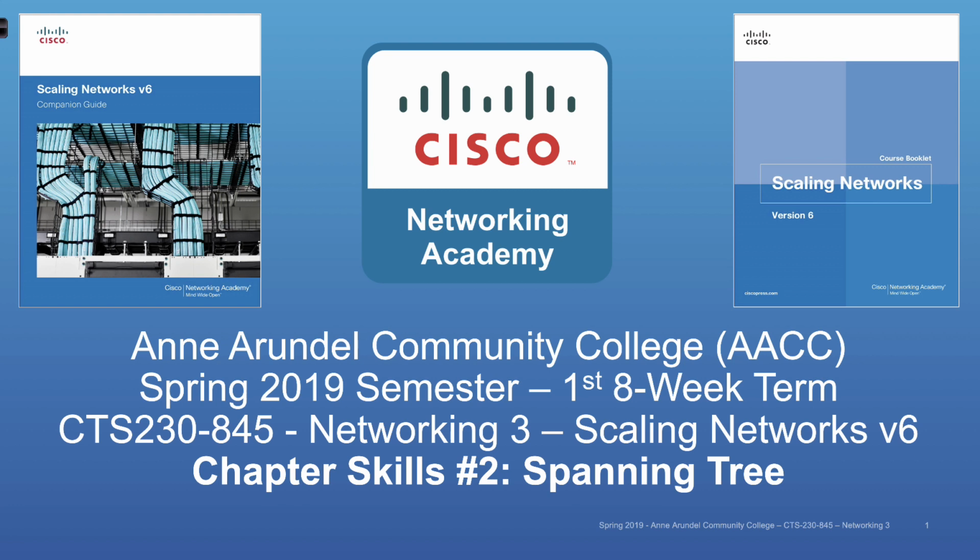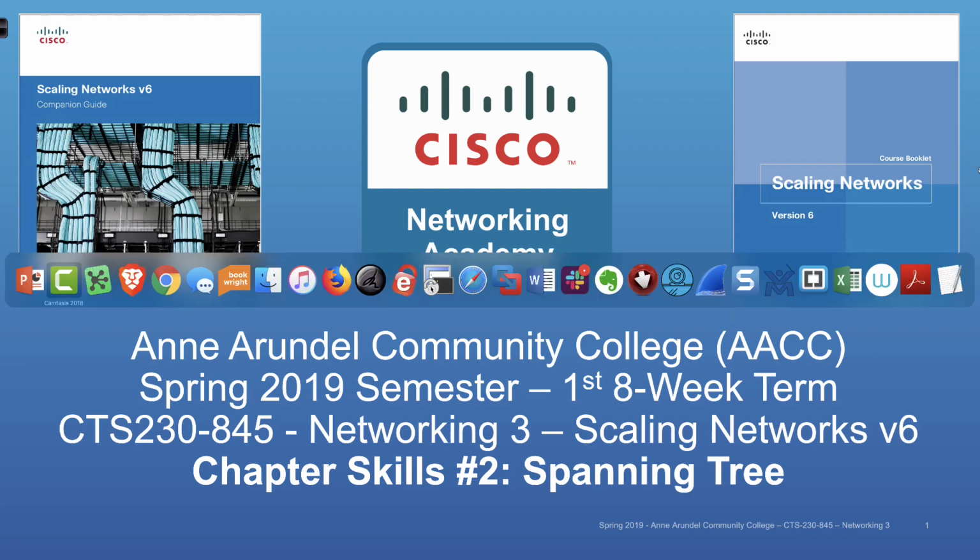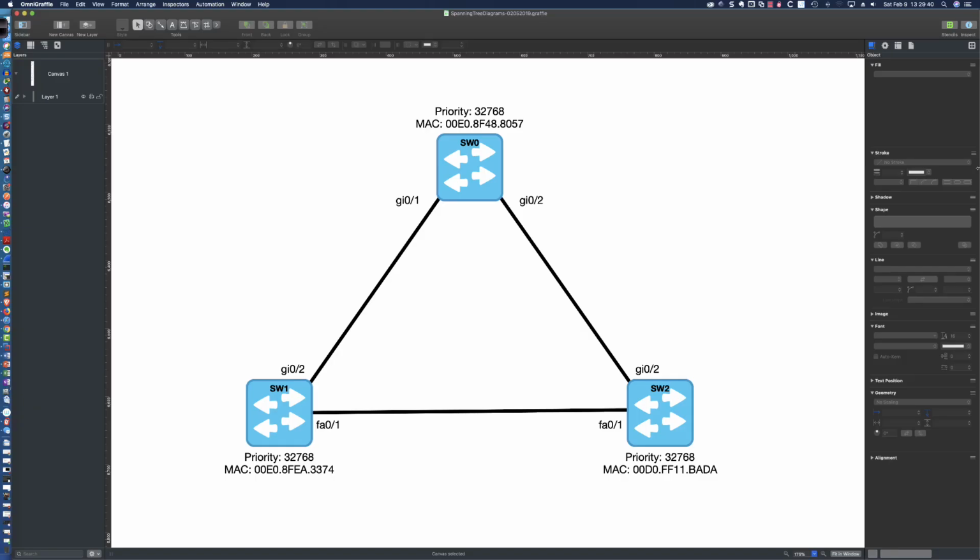In this activity, I'm going to be providing a tutorial and solution set for chapter skills number 2 on spanning tree. You'll remember from the diagram that we were dealing with a topology of 3 switches, and we needed to come up with data regarding which switch would be the root bridge, which ports would be designated ports, which ports are going to be the root ports, and then in this diagram specifically, which individual port is going to be the alternate or the blocking port.